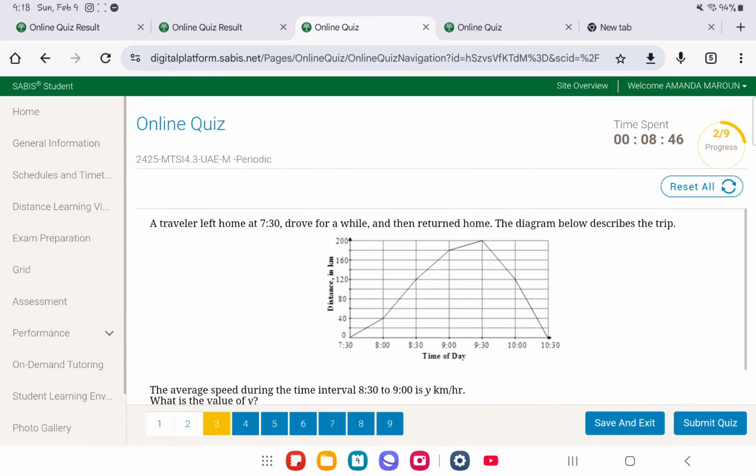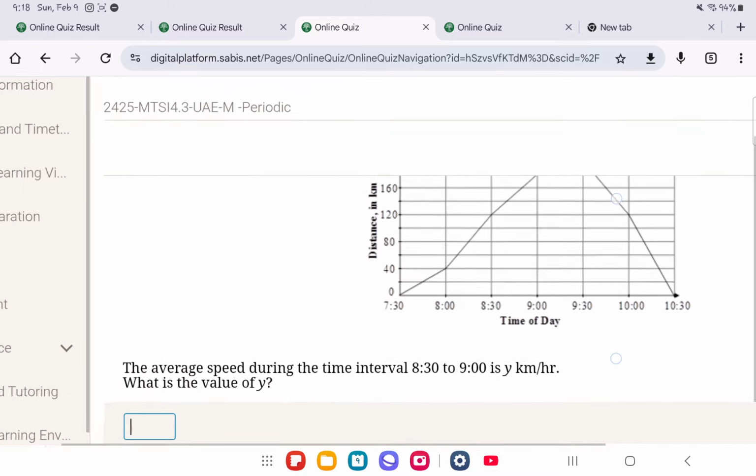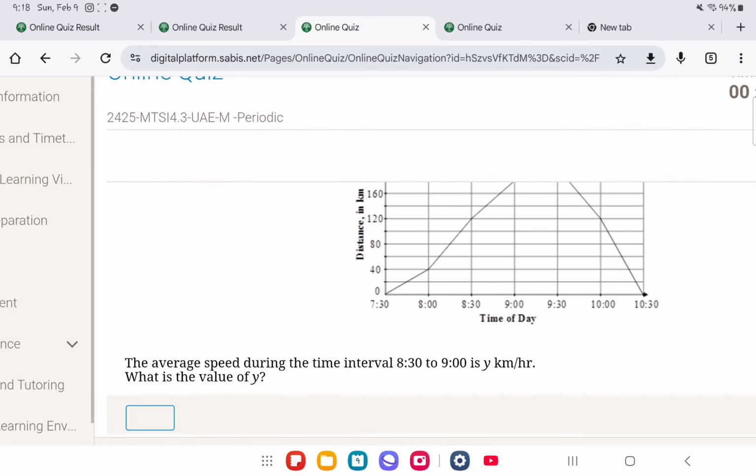A traveler left home at 7:30, drove for a while, and then returned home. The diagram below describes the trip. They said the average speed during the time interval of 8:30 to 9 is y kilometers per hour. So what you're going to do is they need us to find the average speed.